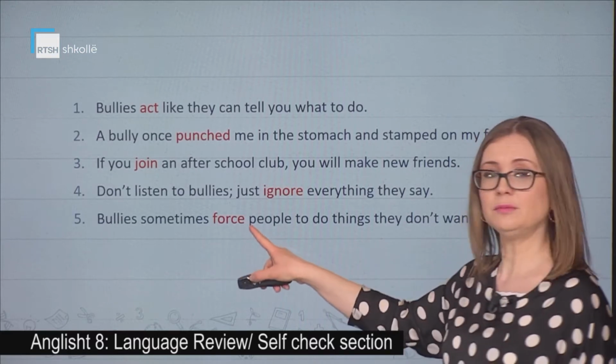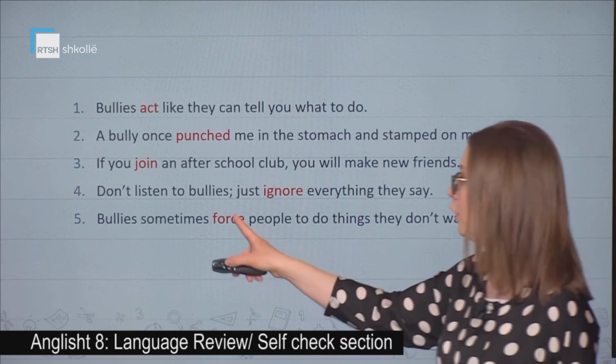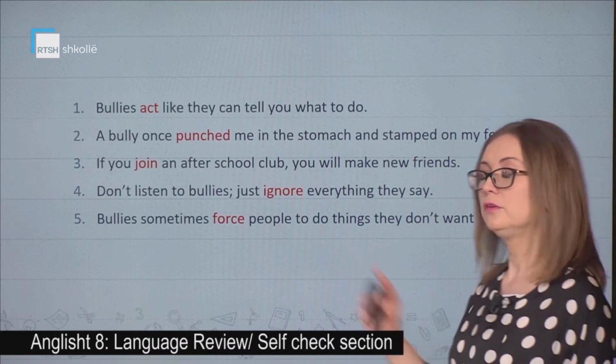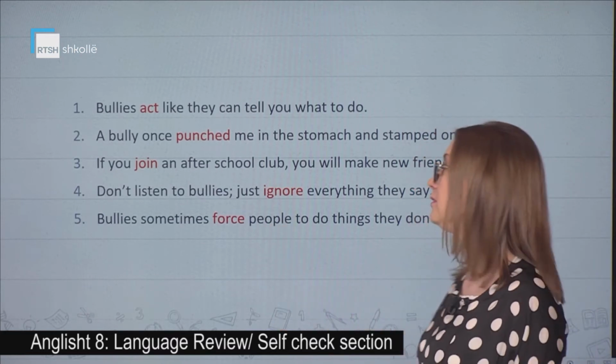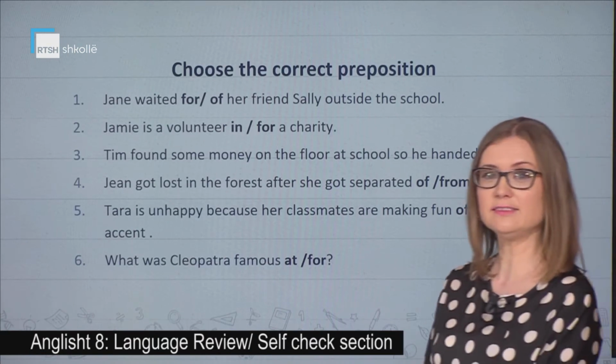Bullies sometimes force people to do things they don't want to. Force is actually the verb to use in this sentence. Let's go on with the next exercise.